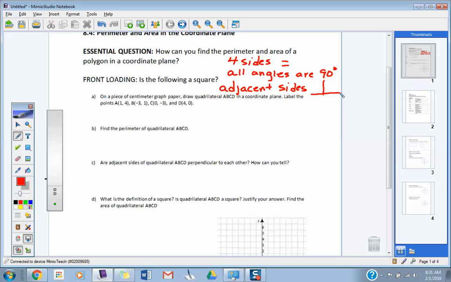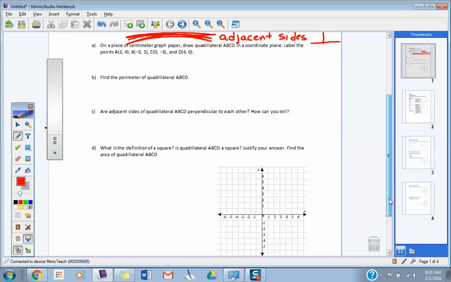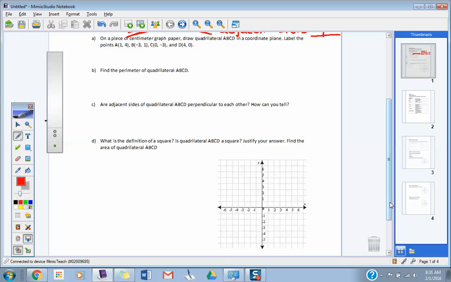Okay, so let's get started with this. What question am I trying to ask in this front-loaded part, guys? What are we trying to answer? Is the following a square? Let's check this out. I'm going to volunteer to read part A for me here. Okay. Thanks, Taryn.